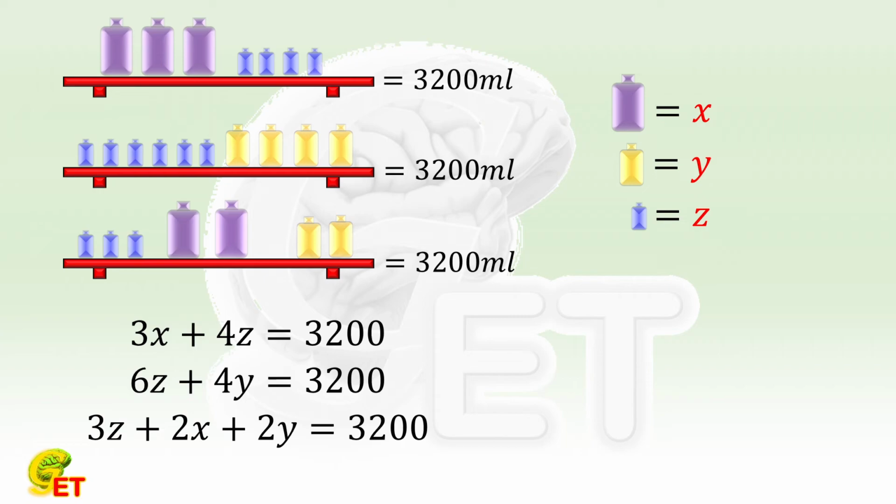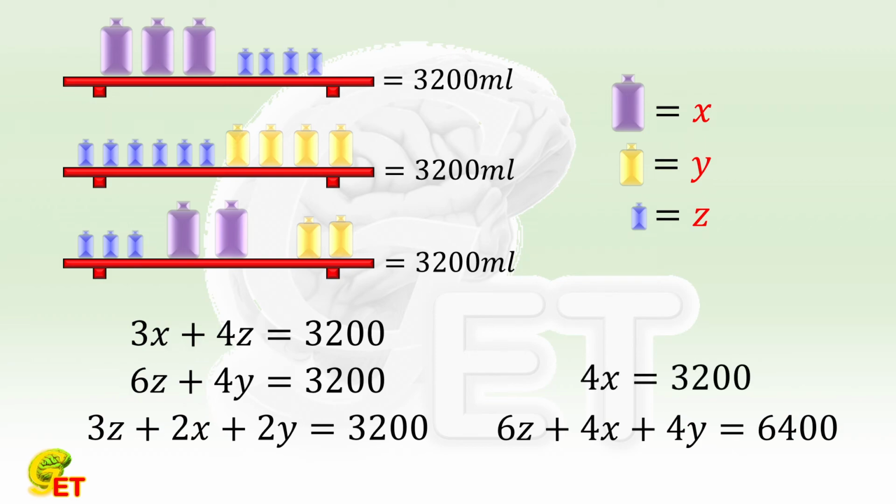That is, multiply both sides of the third equation by 2, to get 6 times Z plus 4 times X plus 4 times Y equals 6,400. Subtracting the second equation, we get 4 times X equals 3,200. So X is equal to 800. Bringing into the first equation, we get Z equal to 200. Going back to the second equation we obtain Y equals 500.